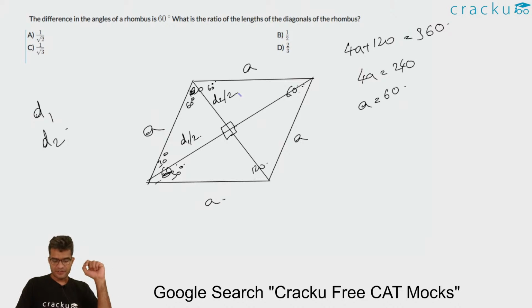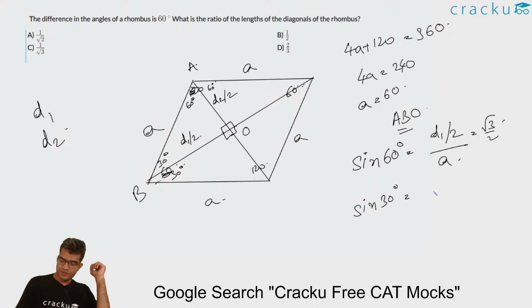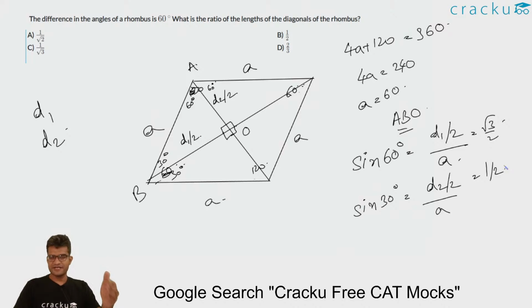Now we can actually figure out the lengths of D1 and D2 because this is a right angle triangle. If you assume that this is A, B and O, ABO is a right angle triangle. Sine 60 degrees is opposite side, which is D1 by 2 divided by the hypotenuse, which is A. This is equal to root 3 by 2. And sine 30 degrees is equal to D2 by 2 divided by the hypotenuse, which is A, and we know that sine 30 degrees is equal to half. We are required to calculate the ratio of D1 by D2.